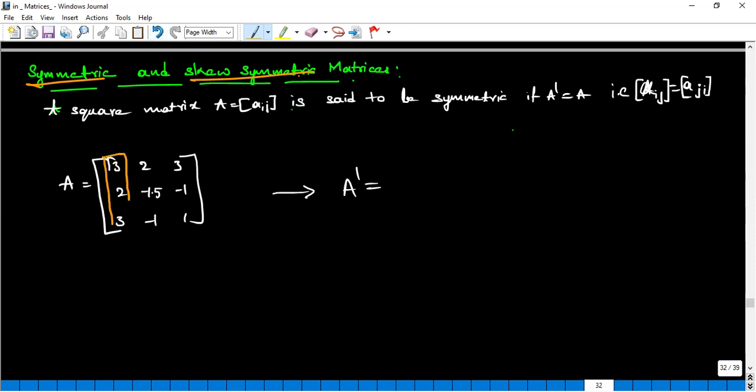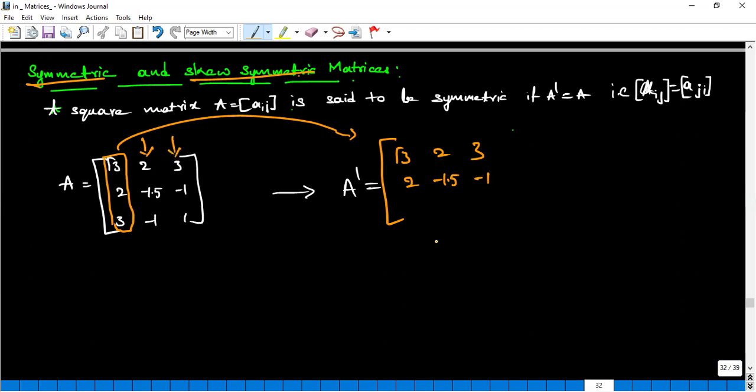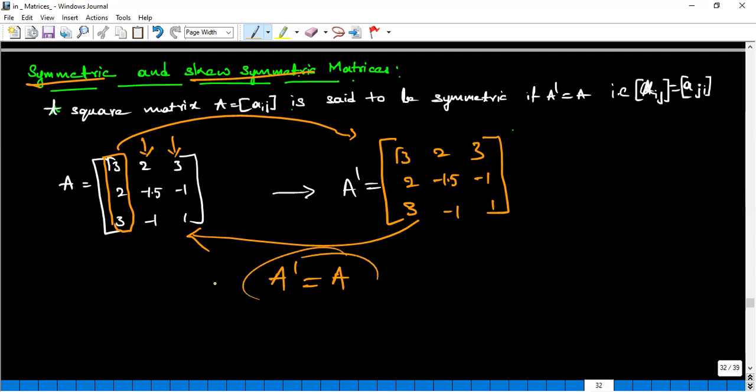How? I have a matrix A. This is column 1. I am going to write this as row 1: root 3, 2, 3. Column 2 as row 2: 2, minus 1.5, minus 1. And column 3 as row 3: 3, minus 1, 1. So what did you get? This is nothing but the same matrix. That's why here A dash equals A, or A transpose equals A. These types of matrices are known as symmetric matrices.